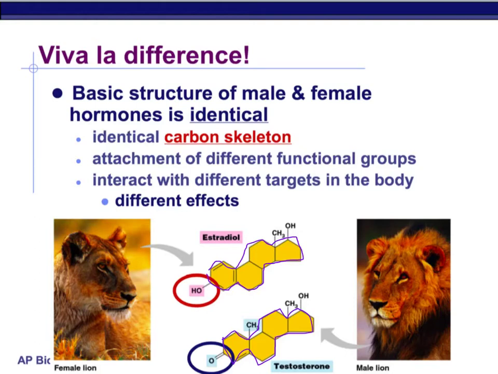Because of the type of functional groups that the different hormones have and also their site of attachment, it makes them react with different targets within the body. Because they're targeting different sections of the body, you're going to have different results at the end of the day. So, form and function, and functional groups.